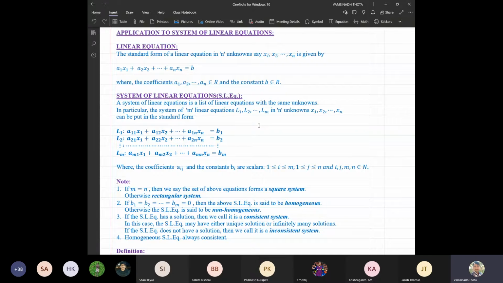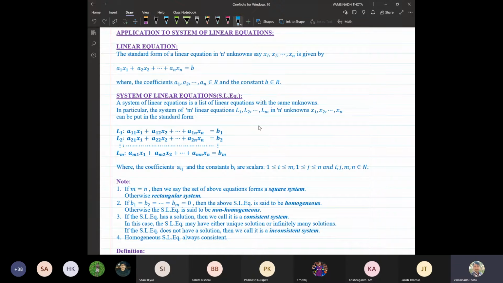Application to solve system of linear equations. So in this section we are going to see the application of the two algorithms which we have discussed in the last two sections.